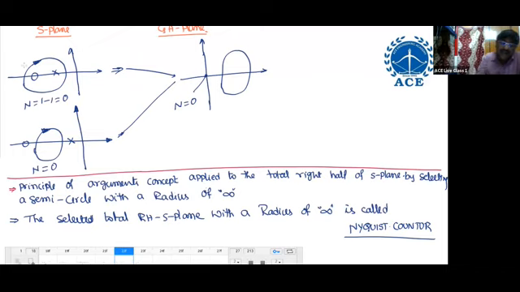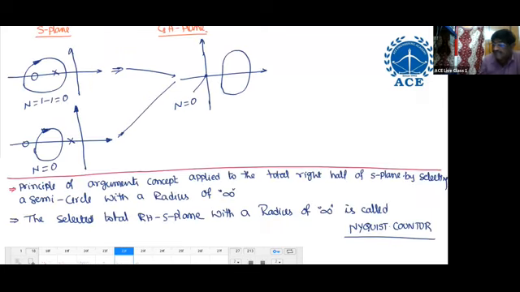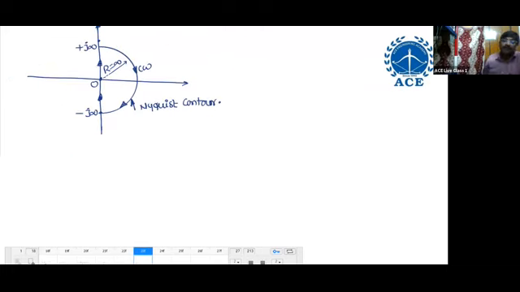This means that this randomly selected closed path, which we applied to the complete right side of the S-plane as a closed path, is called the Nyquist contour. Okay? So the complete right side of the S-plane is selected as a closed path like this. This is called the Nyquist contour.